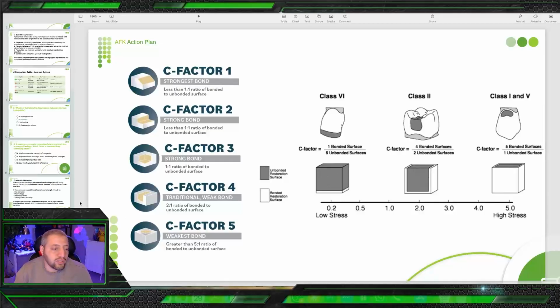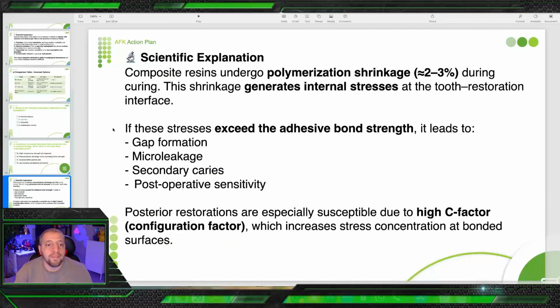We have some maneuvers to deal with this, but let's understand the concept first. If the stress due to polymerization, with light coming from only one surface, exceeds the adhesive bond strength, it will lead to gap formation, microleakage, secondary caries, and postoperative sensitivity. If it happens at the periphery of a class 2, secondary caries. If it happens very close to the pulp, it ends up with postoperative sensitivity, and for sure it starts with a gap and microleakage. Posterior restorations are especially susceptible due to a high C-factor, the configuration factor.